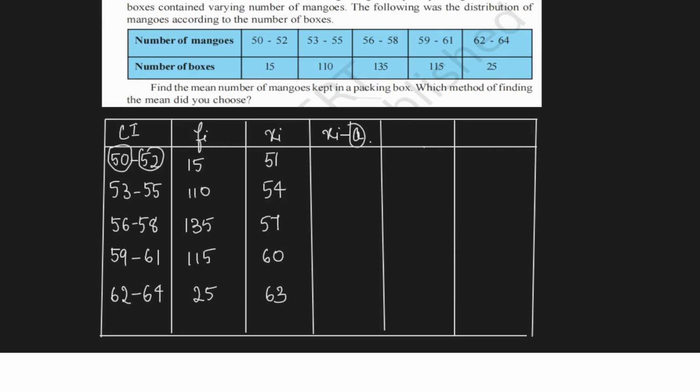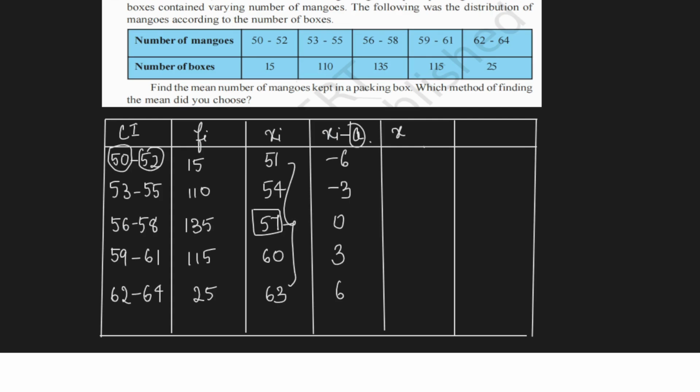Now next is a column where we have to find xi minus a. So what is a? A is an assumed mean, which is the mid value of these xi's. So here 57 can be taken as a. So we have to subtract this 57 from each of the xi's. Let's do that now. 51 minus 57 will give us negative 6. And 54 minus 57 is negative 3. 57 minus 57 is 0. 60 minus 57 is 3. And 63 minus 57 is 6.